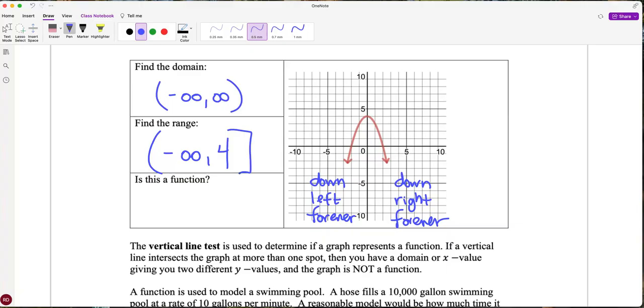Now, is this a function? I said that I can draw what to tell if it's a function? Vertical lines. So if I draw vertical lines here, how many times is it crossing the graph? One time.